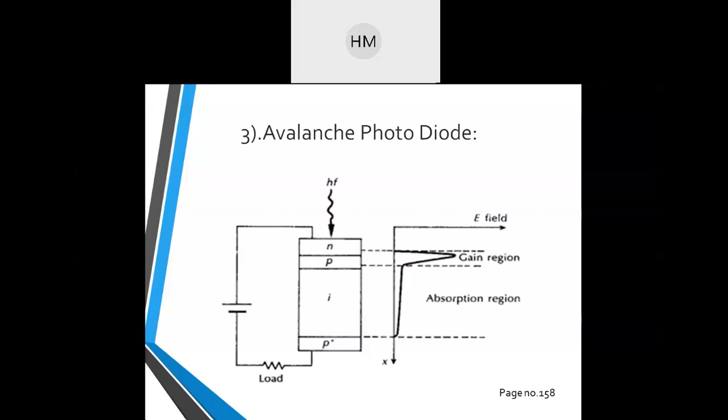APDs, what do they do? They internally multiply the primary signal photocurrent before it enters the input circuitry of following amplifiers. See, it's a very big communication system. We are not just connecting only one device. We have n number of devices connected together so that efficiency can be increased, so that we can consume the whole of the light without any attenuation and distortions.